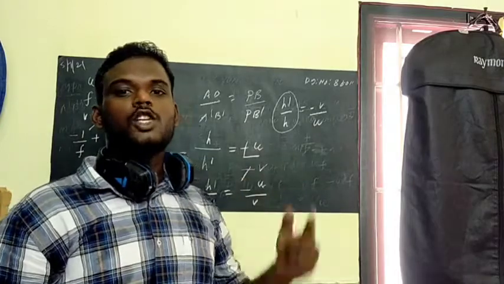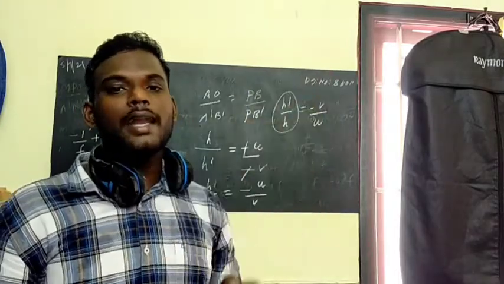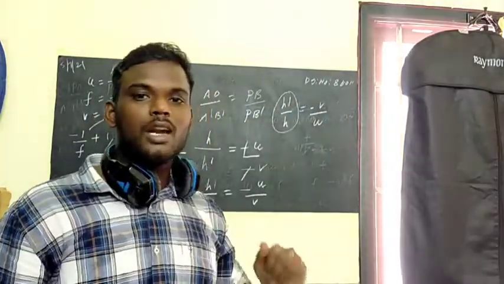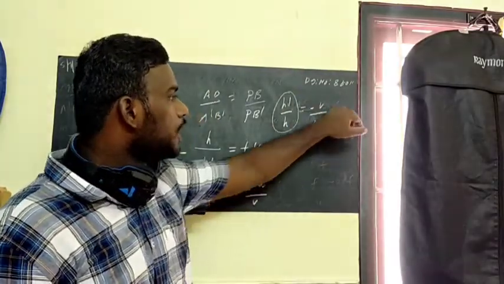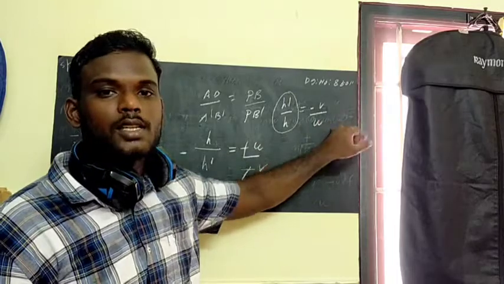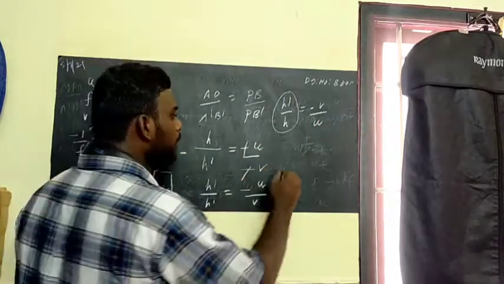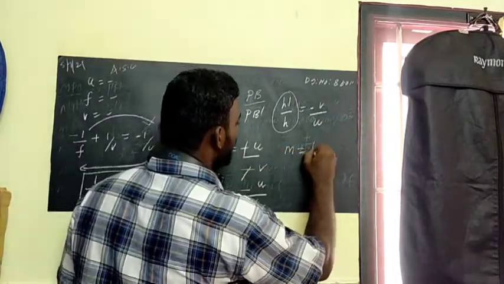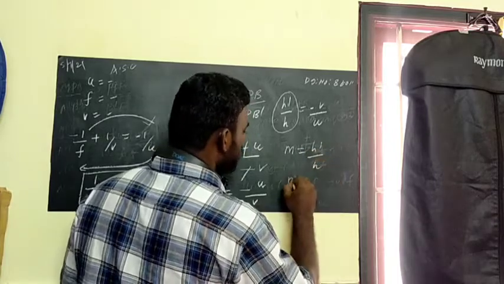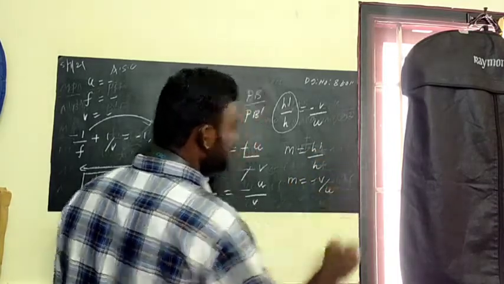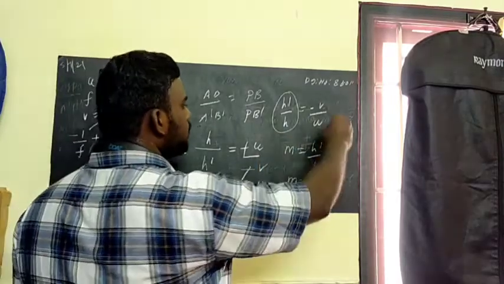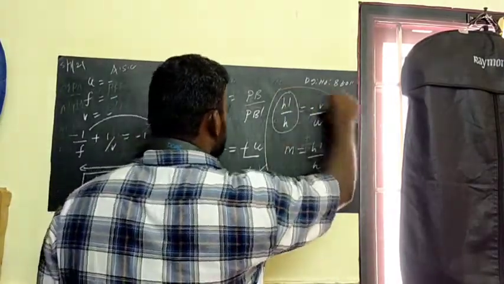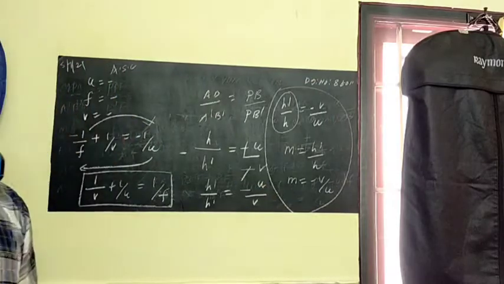One is the ratio of the height of the image by the height of the object, called magnification or linear magnification, and the ratio of image distance to the object distance is also magnification. So m is equal to h dash by h, or m is equal to minus v by u. Both are the same. Is that clear? This will be the magnification.